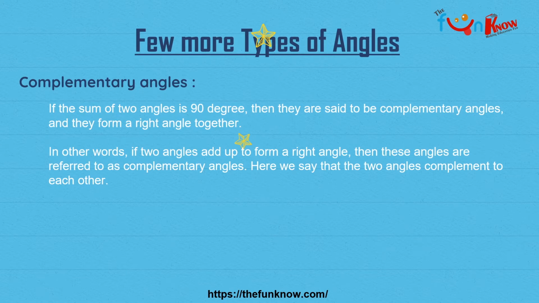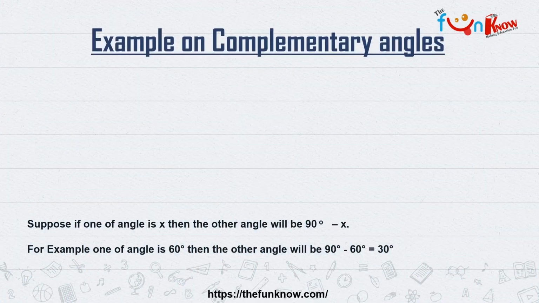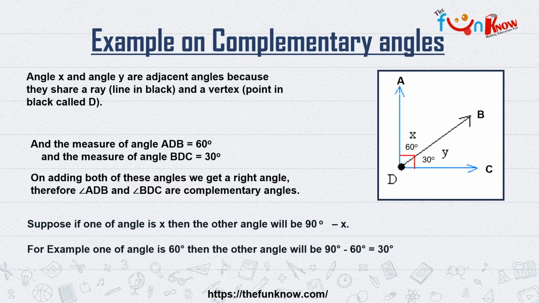Here we say that the two angles are complementing each other. Remember this, students. When two angles are added and they form 90 degrees, then it is known as a complementary angle. Let's see an example of complementary angles.